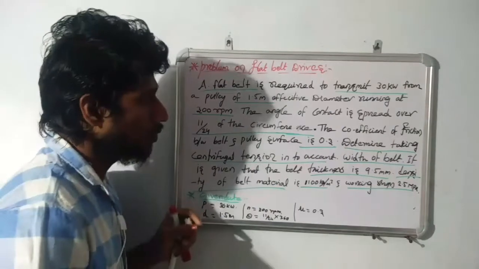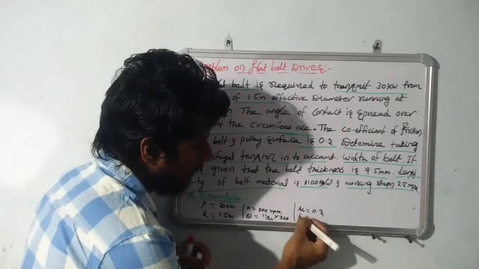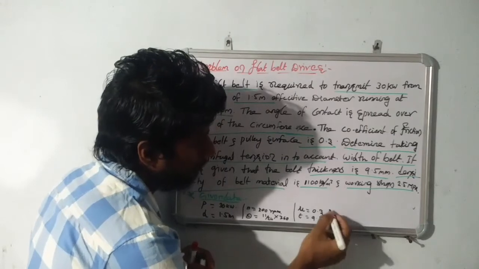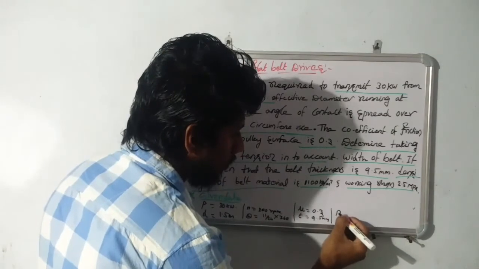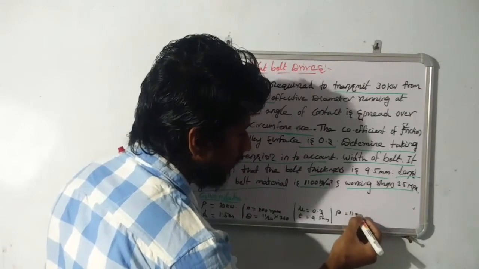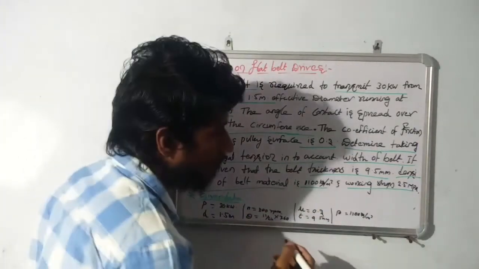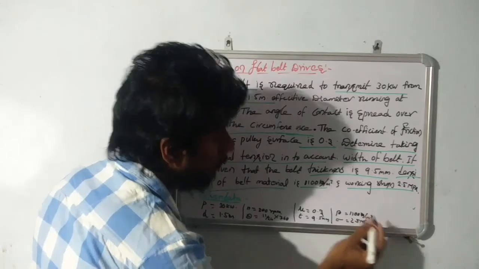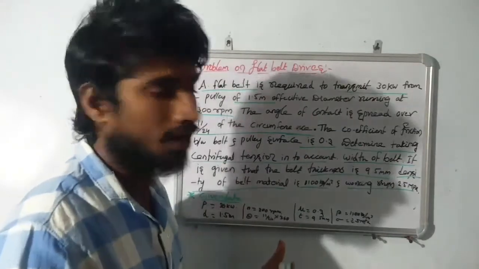And after that, our aim is to find out the width of the belt, and the thickness of the belt is provided, that is 9.5 mm. And finally here we have two more values. One is the density of the belt material, that is 1100 kg per meter cube, and a working stress, sigma, that is equal to 2.5 MPa. So this is about the given data. Let's start the design of the flat belt based on the given values.